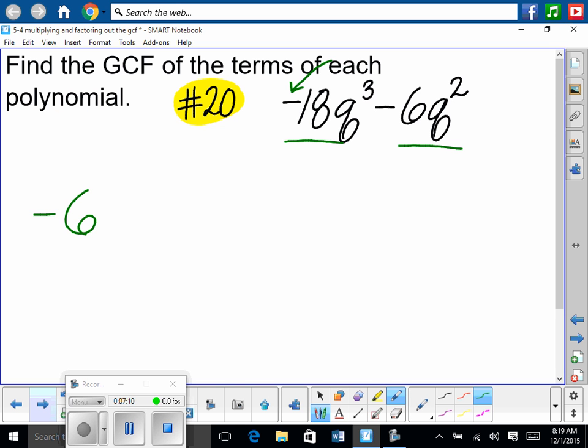Very good. That's a really fancy q. Sorry. That is a q, but yeah, q squared. There's at least q squared in q to the third, and there's a q squared. So we're pulling out negative 6q squared. And that is the GCF. So I'm done there. Now, because it says find the GCF, I'm done. If it said factor out the GCF or factor, you'd keep going. Does that make sense? So I'm going to stop there.